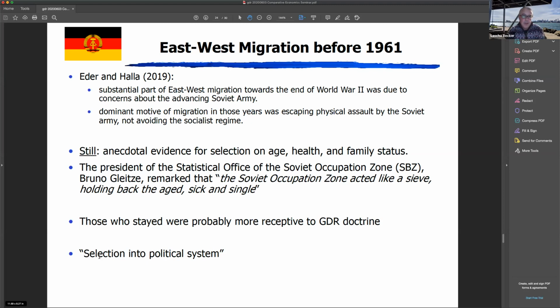And I saw your hand now, 1 second. But the president of the statistical office of the Soviet occupation zone famously said that the Soviet occupation zone acted like a sieve, holding back the aged, sick, and single. So that, again, speaks to potential selectivity. So what we think is that those who stayed were probably more receptive to GDR doctrine. I'm not saying they are diehard communists, but at least they were not as passionate about leaving as the ones who left. So that may be a case of selection into political systems.